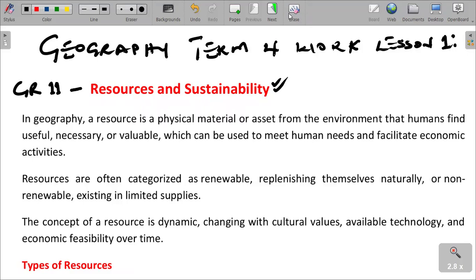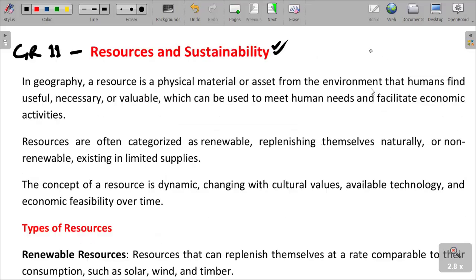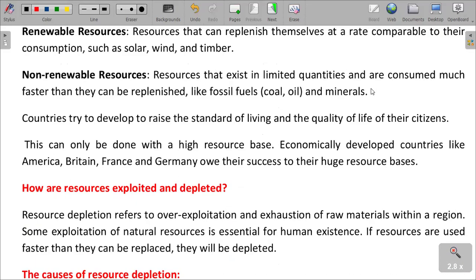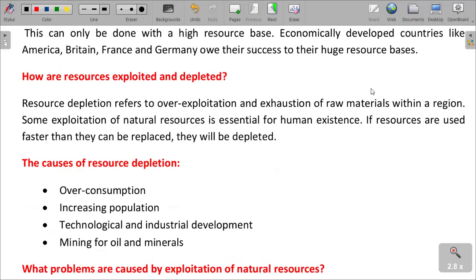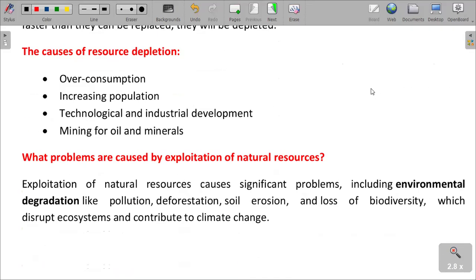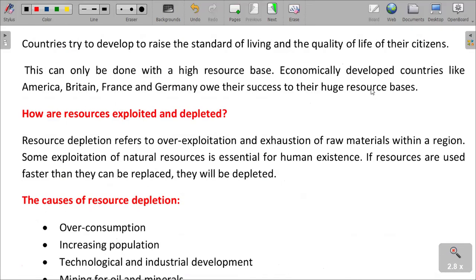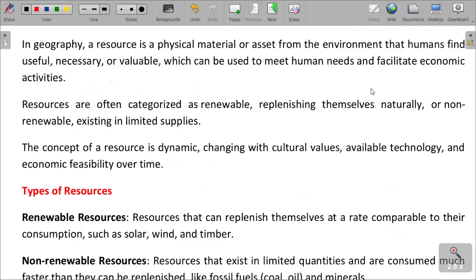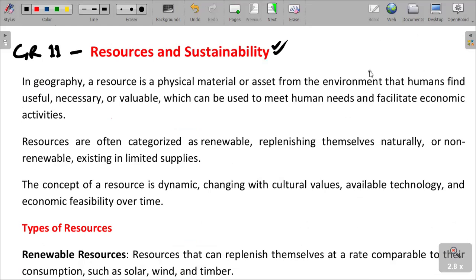This is the first lesson of term four, resources and sustainability. We want to understand the soil management issues in South Africa. Soil is one of our key resources. We need to talk about that and understand what causes resource depletion. Then we will look at types of resources, renewable and non-renewable resources. It will be very important that we tune in and follow up to the end.